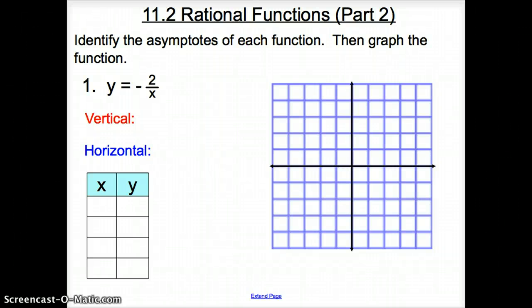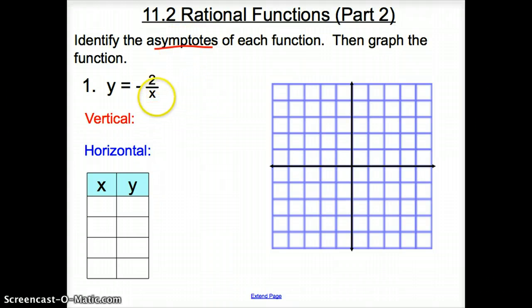Ladies and gentlemen, welcome to section 11.2, Rational Functions, Part 2. Getting things started right away, we are going to be asked to identify the asymptotes of each function, then graph the function. Remember from yesterday, asymptotes are horizontal and vertical lines that the graph does not pass.